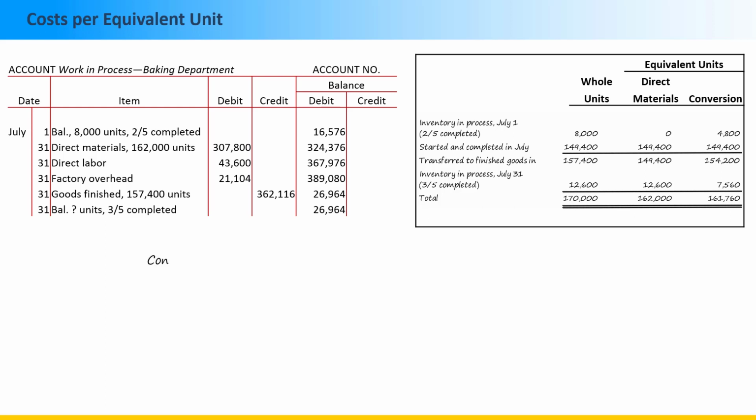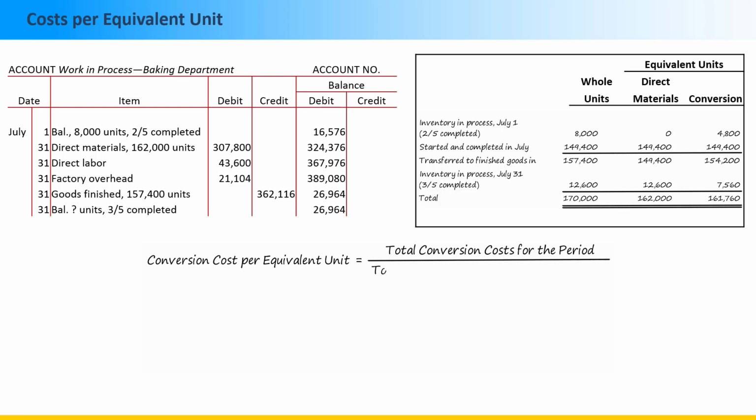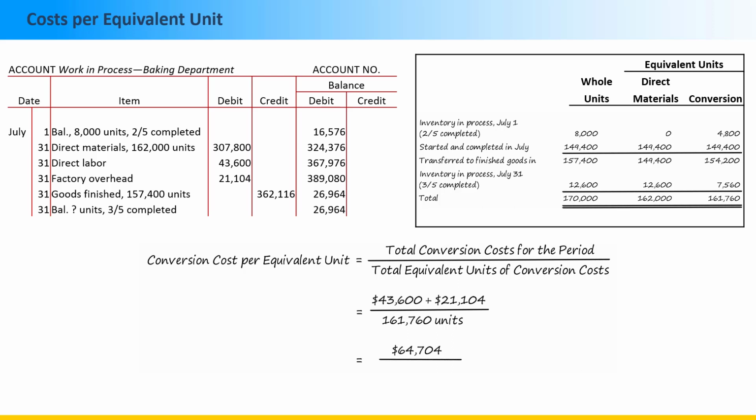Next, we calculate the conversion cost per equivalent unit by dividing the total conversion costs for the period by the total equivalent units of conversion costs. The total conversion costs include the direct labor cost of $43,600 plus the factory overhead cost of $21,104, which equals $64,704. Thus, by dividing $64,704 by the total equivalent units of conversion costs of 161,760, we determine the conversion cost per equivalent unit to be 40 cents.